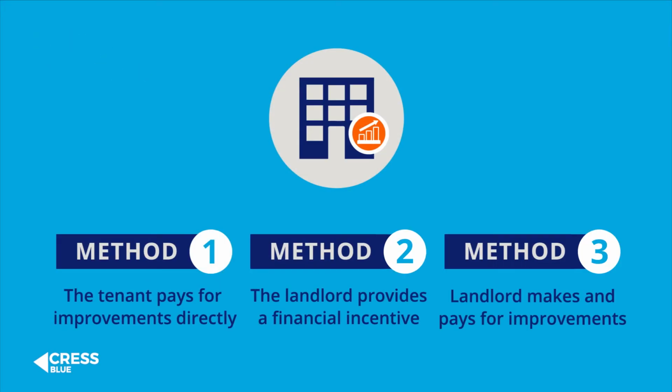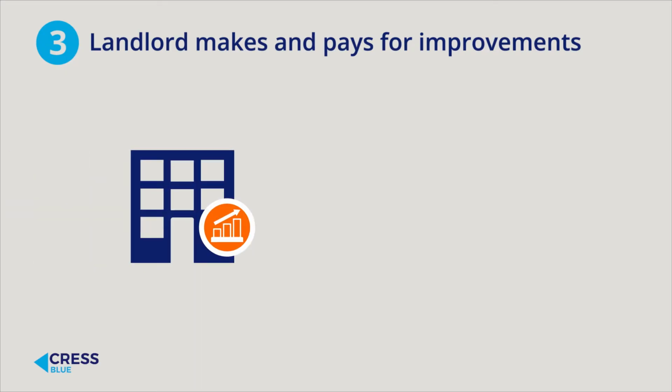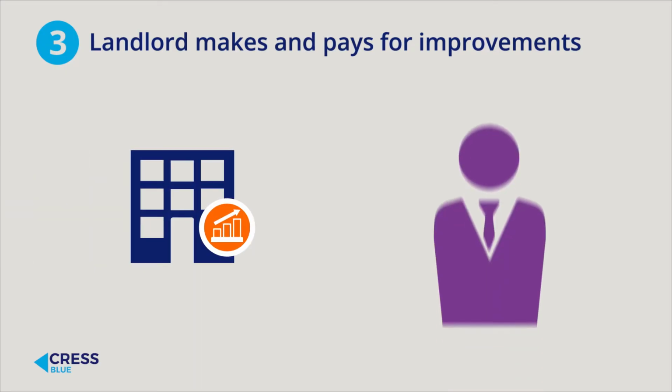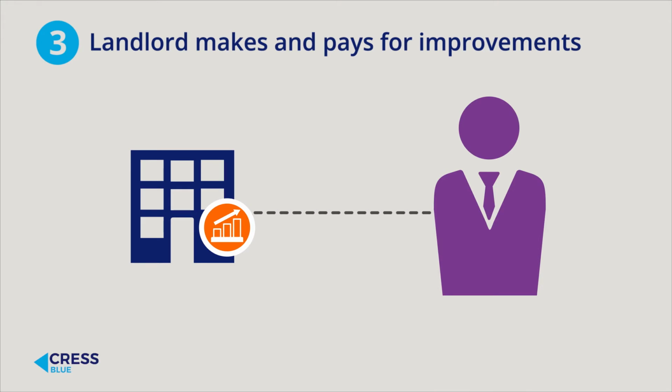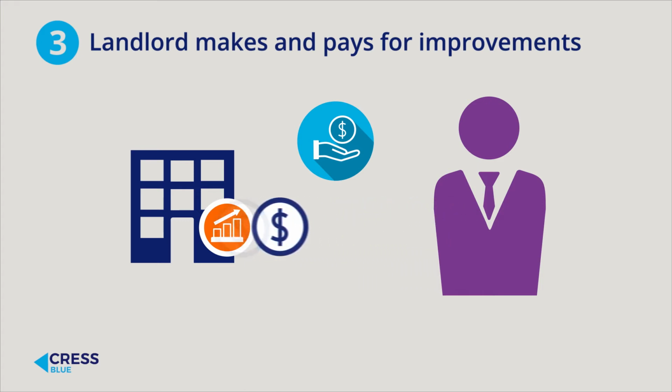Lastly, there is Method 3. The third method is for the landlord to make the improvements and pay for them. This can be tricky from a tenant's perspective because the cost of the improvements may be bundled up into the base rent number. So then, leasehold improvements are accounted for differently depending on who pays for them.